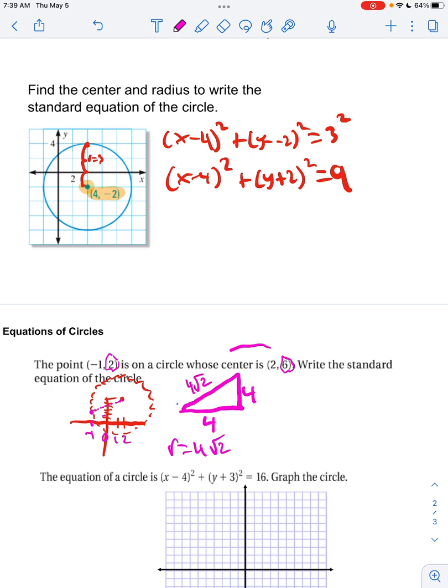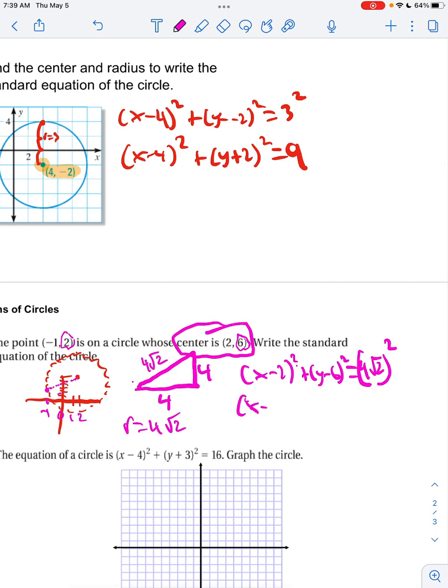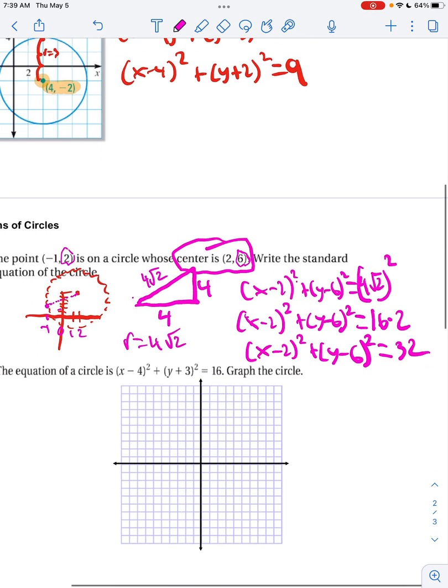Now I've got enough. Again, I already knew my center. So I'm going to say (x - 2)² + (y - 6)² = (4√2)². Just simplifying up, 4 squared is 16, and √2 times √2 cancels out to just give me 2. So I'm going to say (x - 2)² + (y - 6)² = 32.